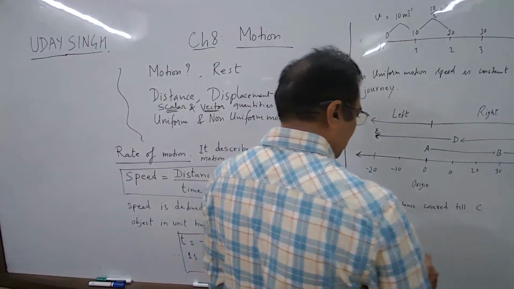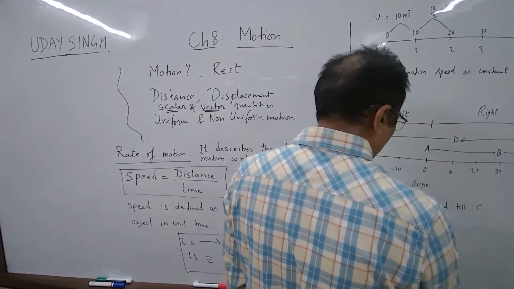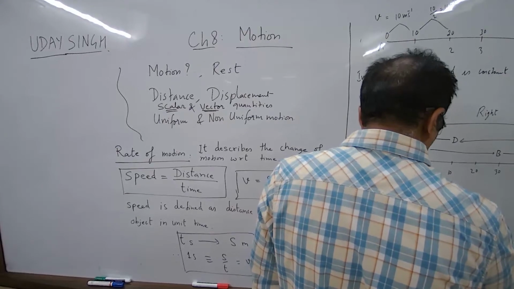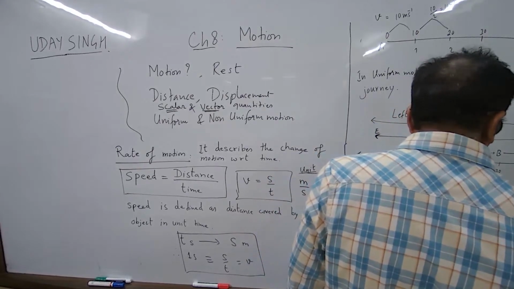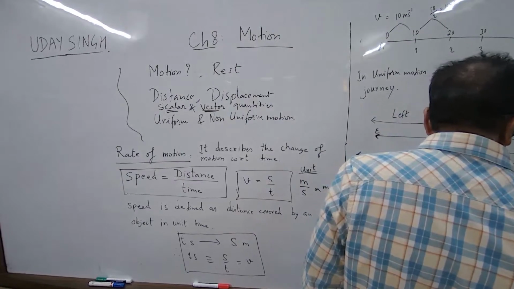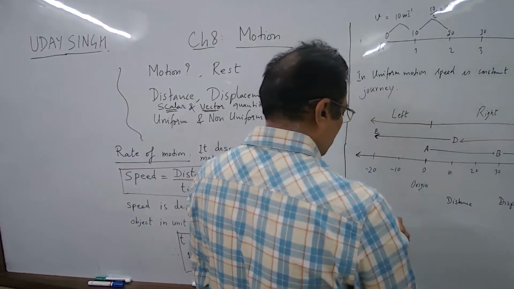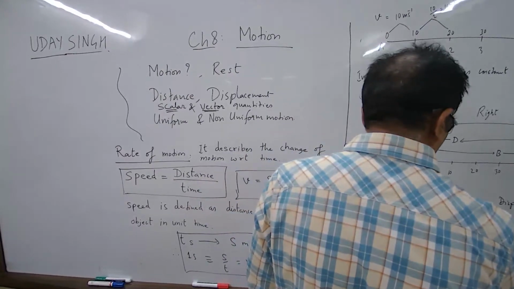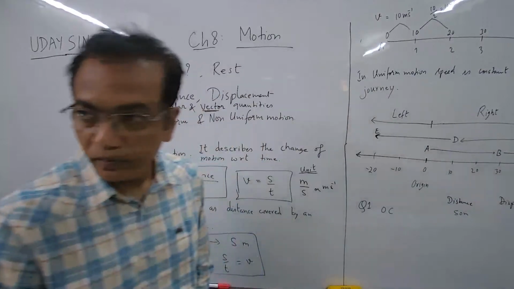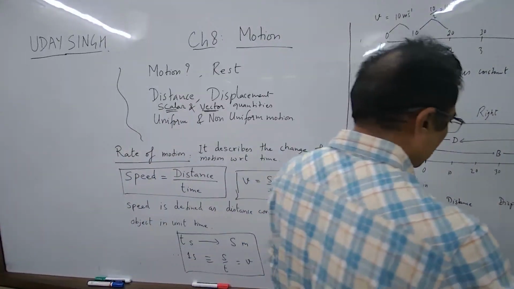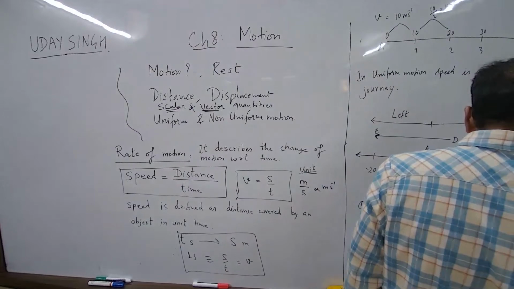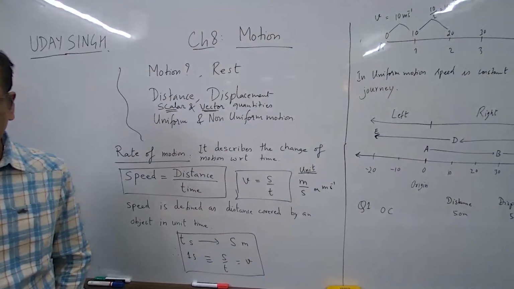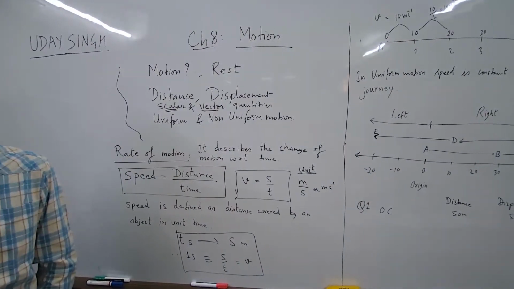So distance is 50. Let me put it in the form of a table: distance and displacement. I'm saying from O to C, what is the distance? Is it 50 meters? What is the displacement? Is it again 50 meters? Is it correct? What is missing in displacement?